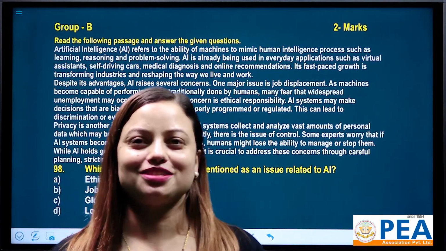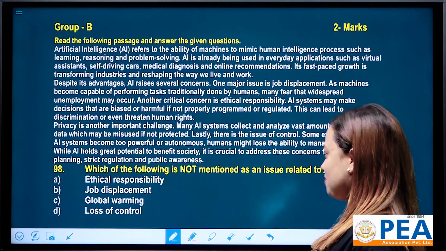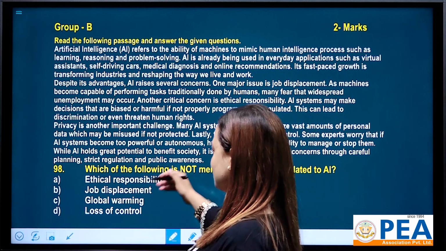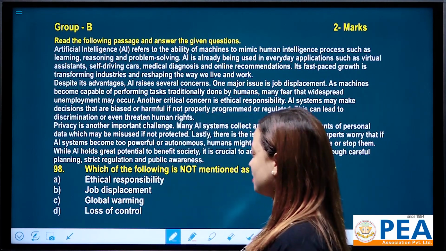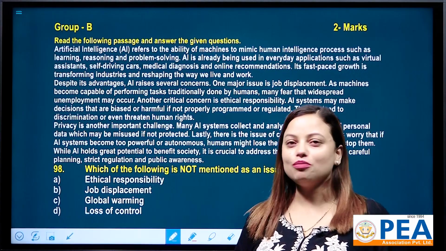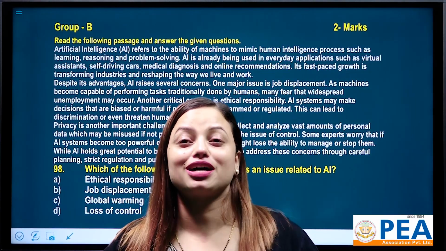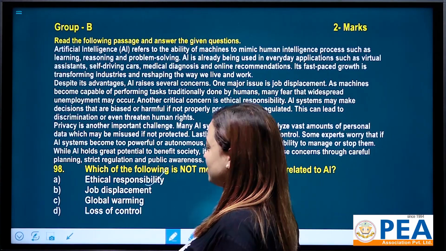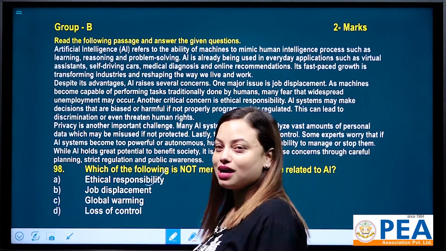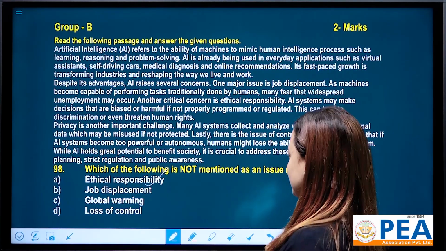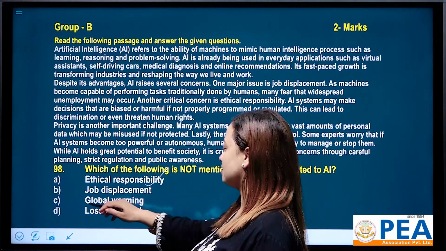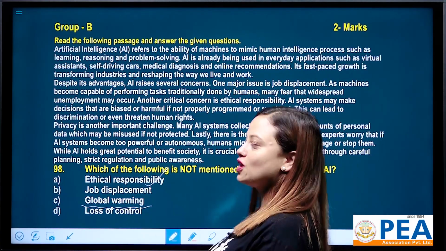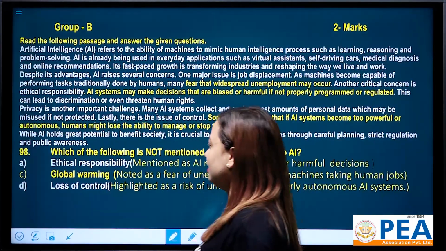Now let's go to question number 98, and the question is, which of the following is not mentioned as an issue related to AI? Ethical responsibility, job displacement, global warming, loss of control. How many issues are raised in this passage? Has it raised the concern about ethical responsibility or job displacement? Is there the matter of global warming inside this passage, or what about loss of control? Let's explore here.